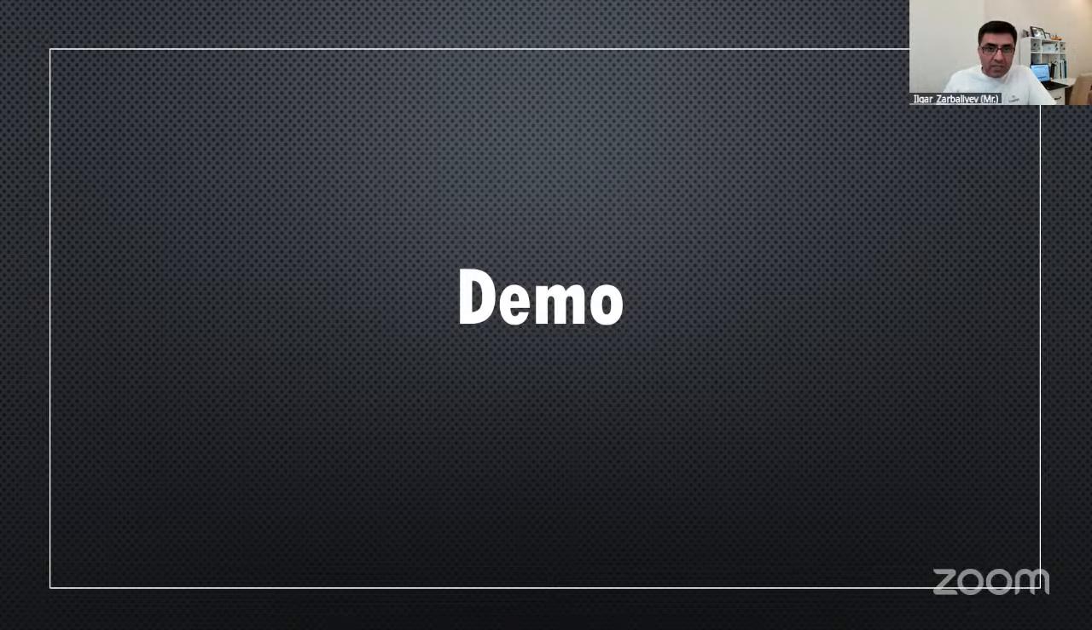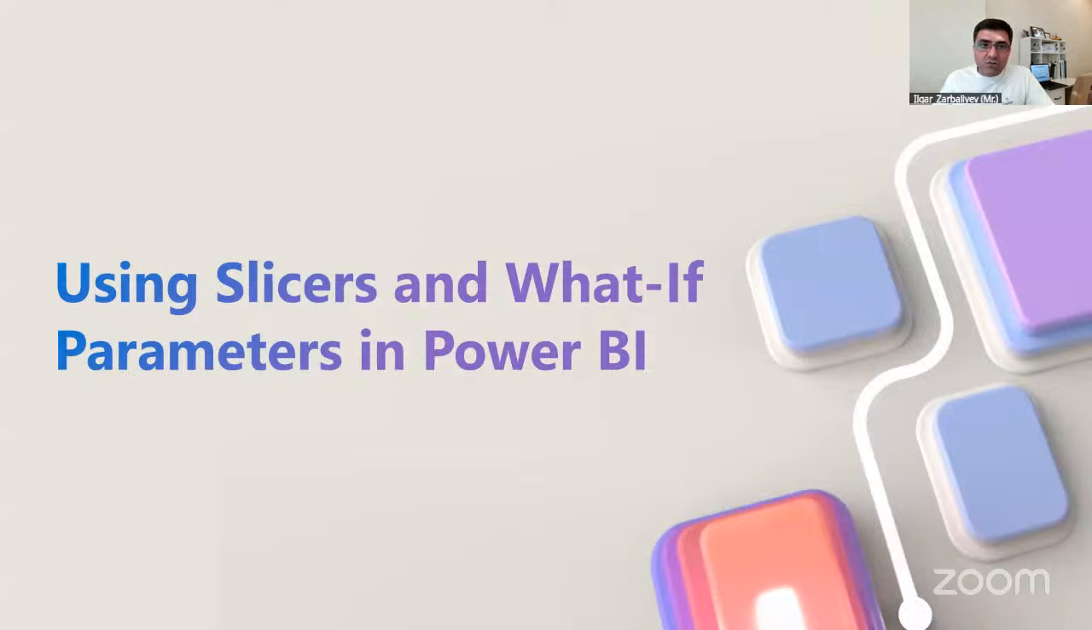Okay. So what I'm just going to demonstrate is all about using slicers and what-if parameters in Power BI. Slicers and what-if parameters improve report interactivity. Slicers allow users to filter report data visually and dynamically. What-if parameters enable users to simulate different business scenarios and perform interactive analysis. These features greatly enhance self-service analytics and user experience in Power BI.